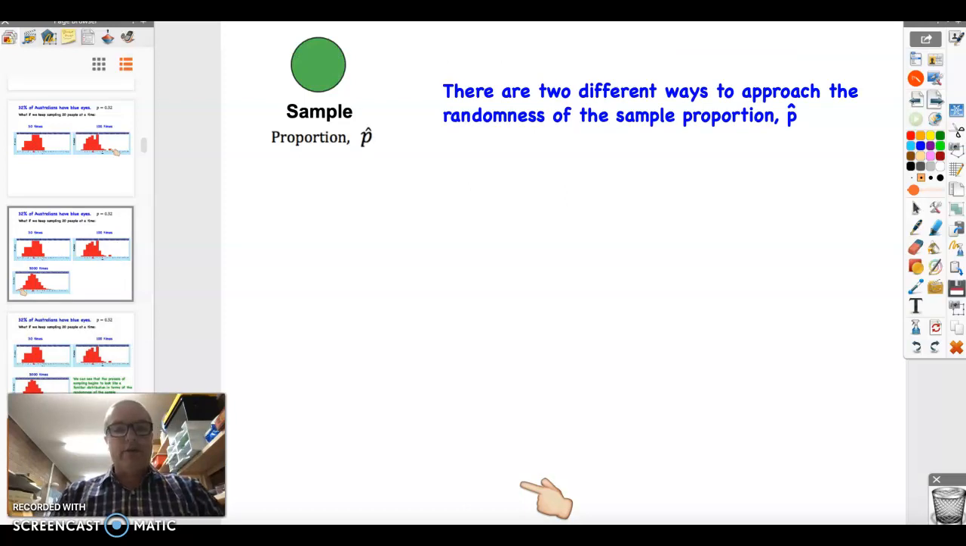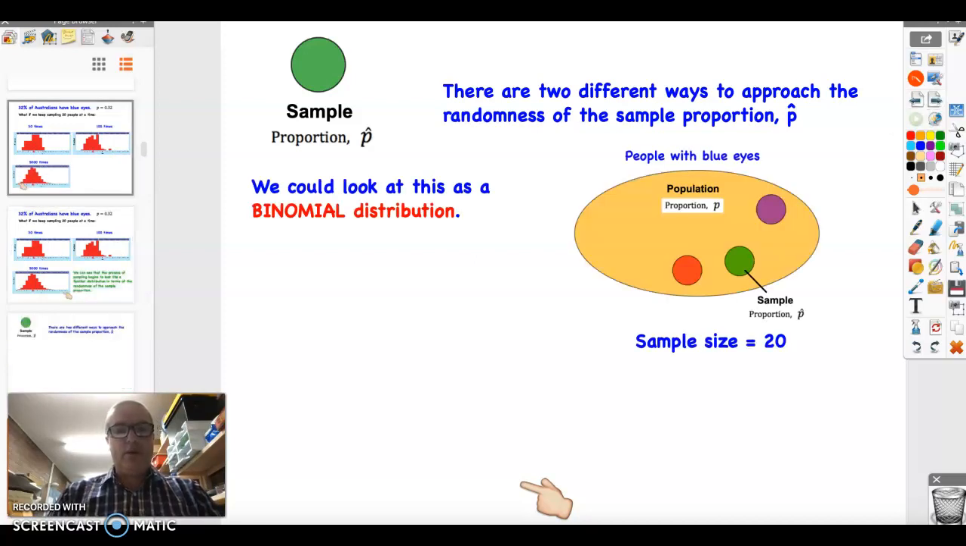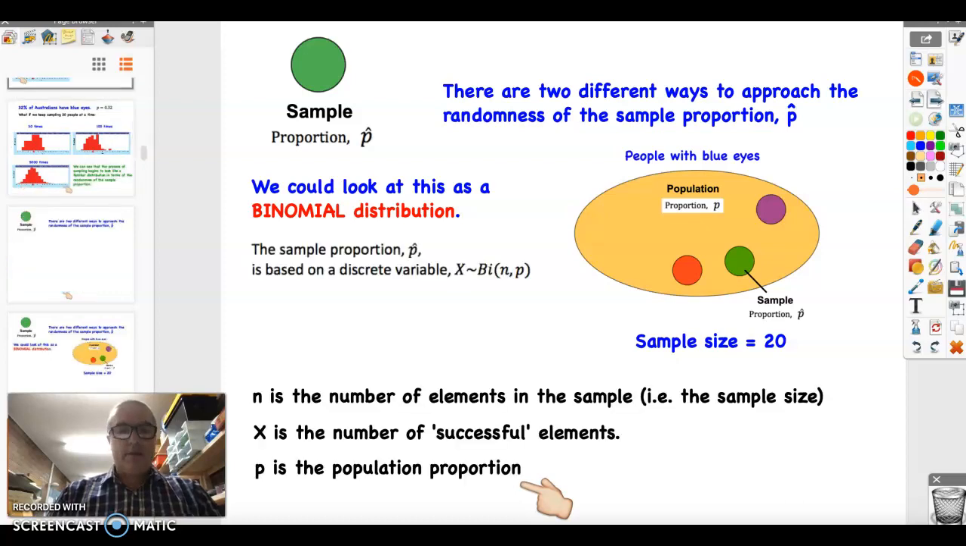There are two ways to approach this randomness with the sample proportion. We're going to look at one of each of those in turn. First of all, what we're talking about is really a binomial distribution in a lot of respects. So we could say that the sample proportion p hat is based upon a discrete variable x. We used x before to represent the number of people in the sample with blue eyes. So that's a discrete distribution. It's also, we could model it as a binomial distribution.